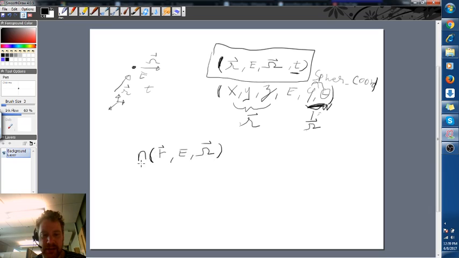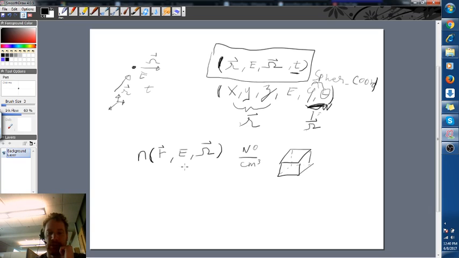So we have n, this is our number density of neutrons, and this is neutrons per centimeter cubed. So if we have a cubic volume measuring 1 centimeter by 1 centimeter by 1 centimeter, how many neutrons are within it? And this is parameterized by our position vector, our energy, and our direction vector.